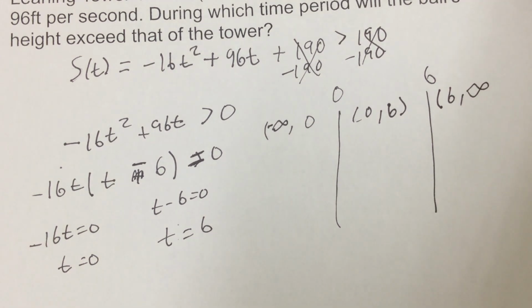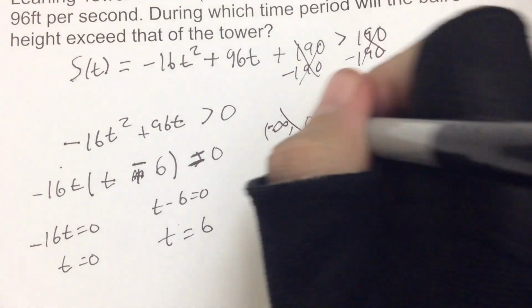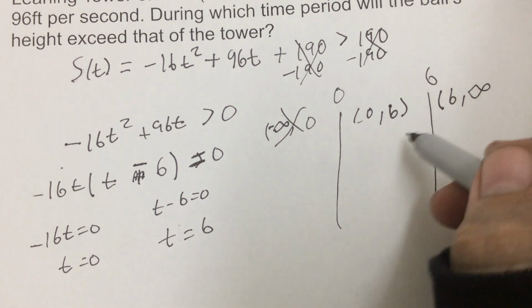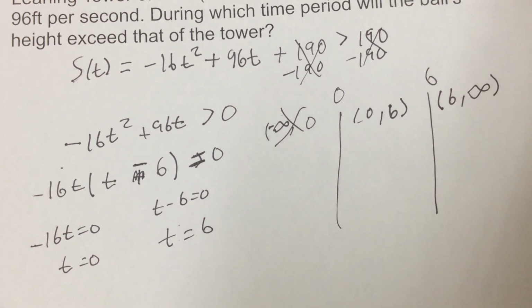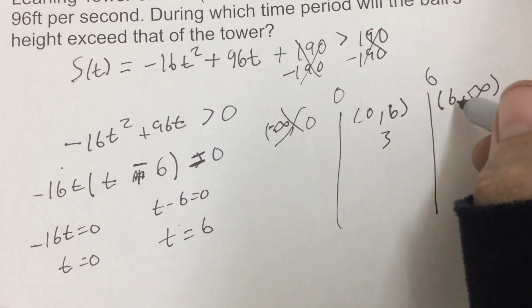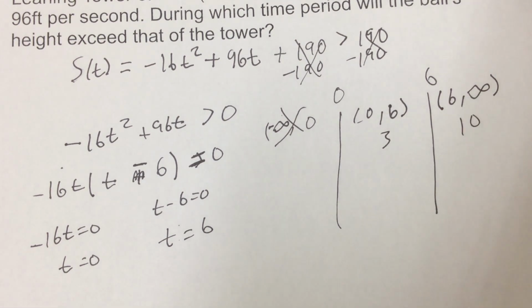Now, if we think about this, before we throw the ball, would it necessarily be above the tower? No, it really wouldn't. So we don't even have to look at this one, really. We can't be above the tower before we throw it. So we just have to look at 2 of these. If I put my parentheses on, so between 0 and 6, I'm going to pick the middle and go 3. Bigger than 6, let's go 10. Nice numbers.